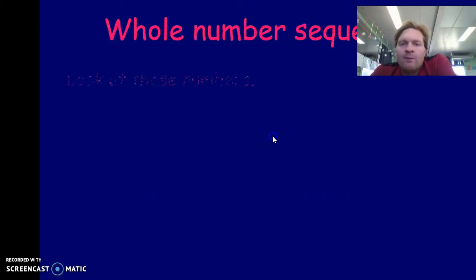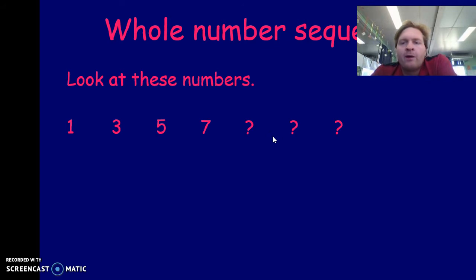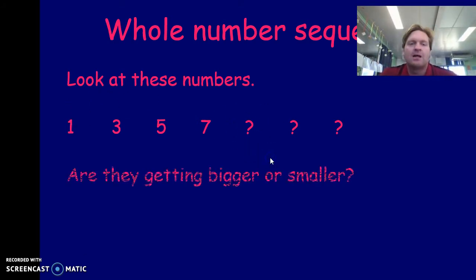We're starting with whole number sequences, and let's just have a quick look at these numbers as an opening activity. We've got the numbers 1, 3, 5, and 7. Questions you need to ask yourself when you get a number sequence like this: are the numbers getting bigger or smaller? Really low level concept, but something you need to try and understand. In this case, you can see that they're getting bigger.